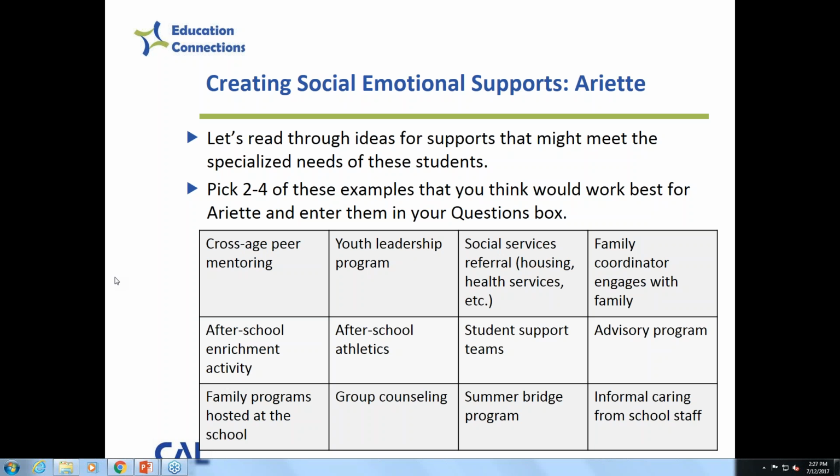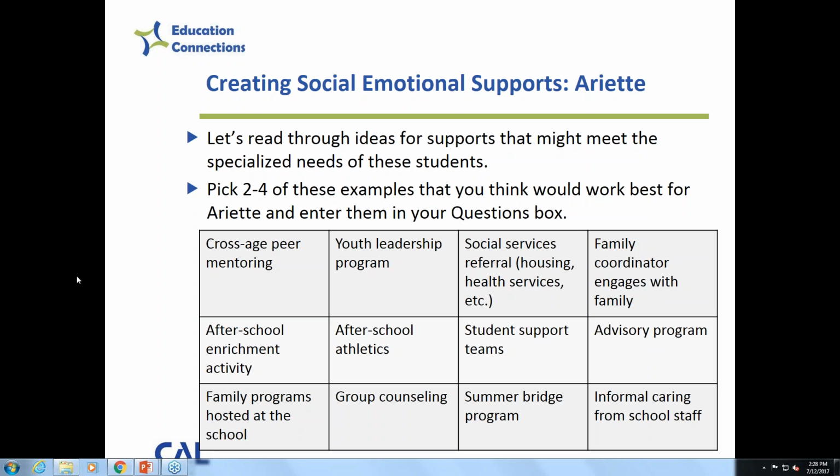We had a chance to read through the story of Ariette, who, while she participates in recess at her school by singing some Swahili jump rope songs that she learned in Kenya, is in class really unresponsive, quiet, and sits with her head down. So we're going to read through possible formal or informal supports, social and emotional supports for her. After we do so, we're going to ask you to weigh in by giving two or three or four ideas of what you think might help her adjust to school better. And by all means, feel free to add your own suggestions. Our suggestions are just that, suggestions.